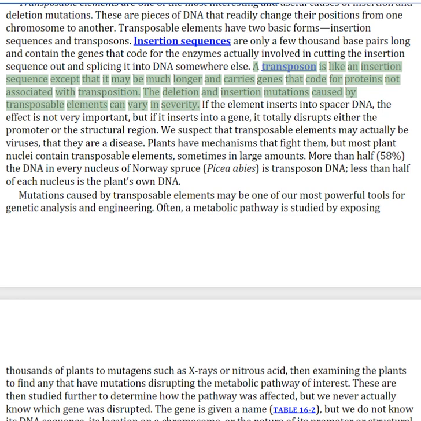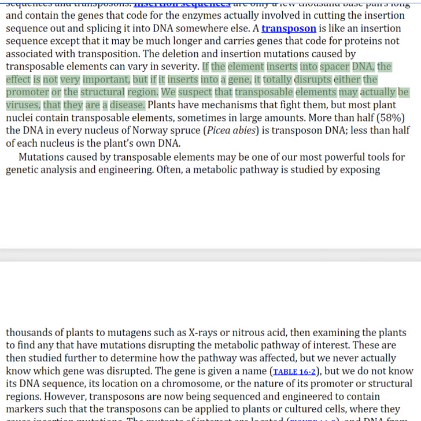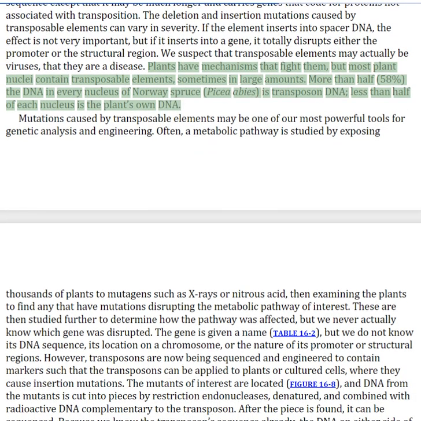The deletion and insertion mutations caused by transposable elements can vary in severity. If the element inserts into spacer DNA, the effect is not very important, but if it inserts into a gene, it totally disrupts either the promoter or the structural region. We suspect that transposable elements may actually be viruses, that they are a disease. Plants have mechanisms that fight them, but most plant nuclei contain transposable elements, sometimes in large amounts. More than half the DNA in every nucleus of Norway spruce is transposon DNA, less than half of each nucleus is the plant's own DNA.